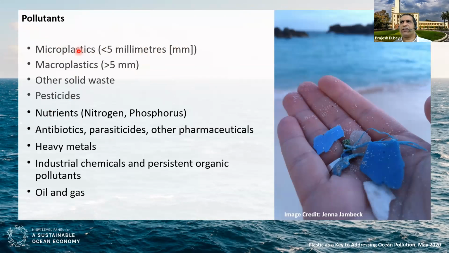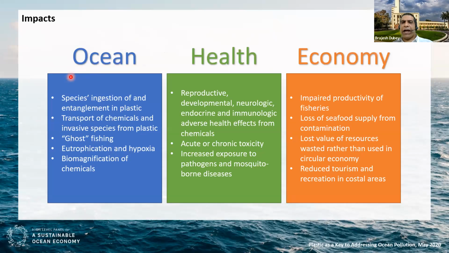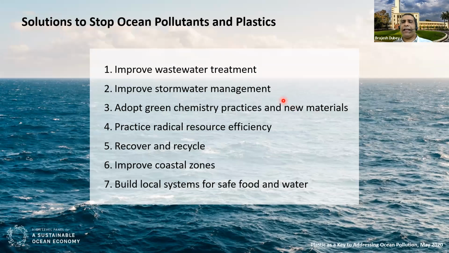So we tried to look at the different pollutants out there. It was a detailed literature review, with analysis of all the published material in this domain, and then coming up with this report and some suggestions, which I will tell you. Microplastic, macroplastic, pesticides, nutrients, antibiotics, heavy metals, and all that. We looked at the impact on the ocean, on the health of species, on the economy, identifying the problem and then suggesting solutions.